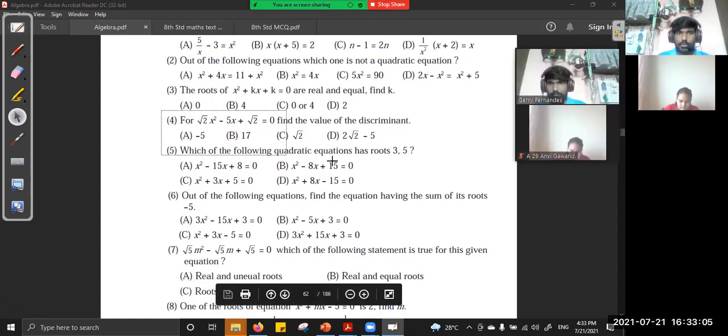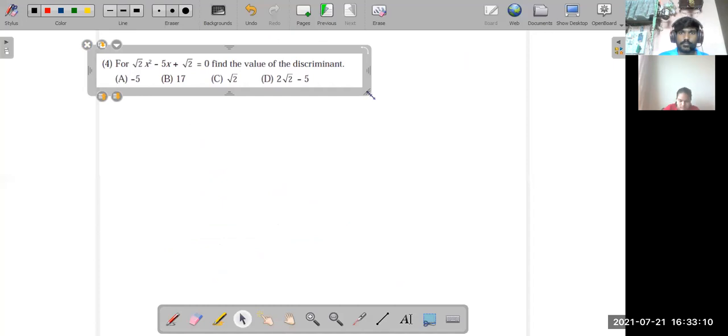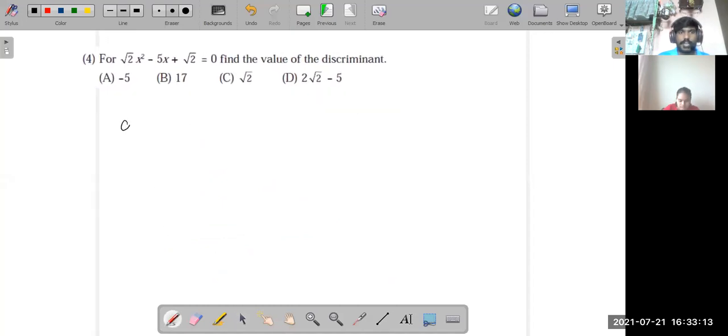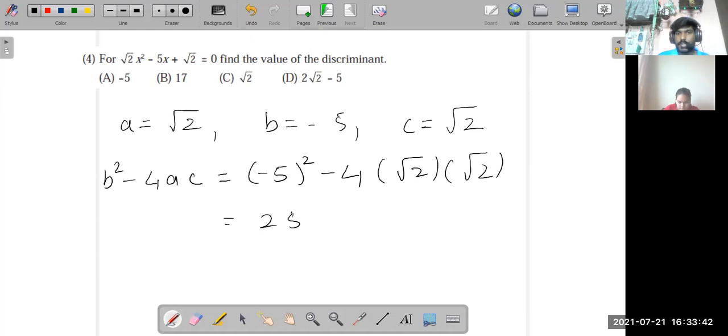I think it's better if you write it in the notebook because these sums have a lot of calculations. So A is root 2, B is minus 5, C is root 2. So B square minus 4AC is the discriminant. Substitute the values. B is minus 5, so it becomes minus 5 square minus 4 into A into C. So minus 5 square is 25 minus 4. And how much is root 2 into root 2?